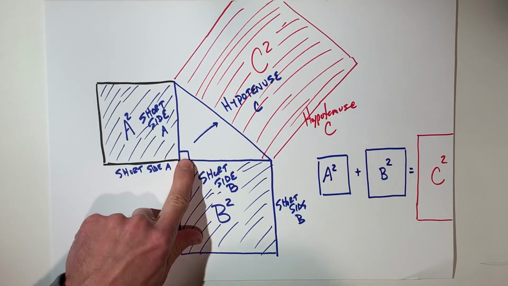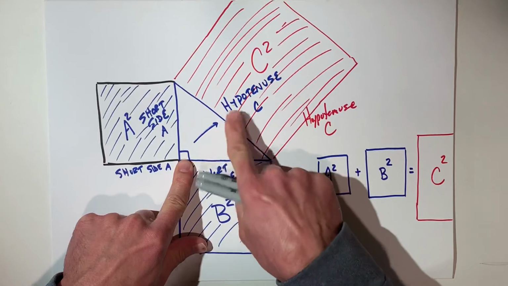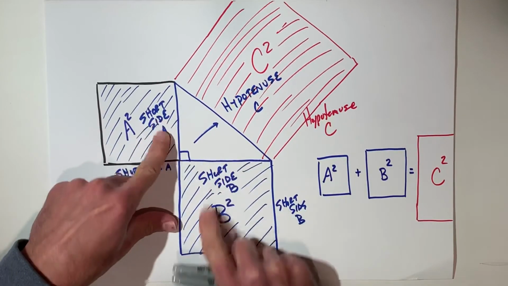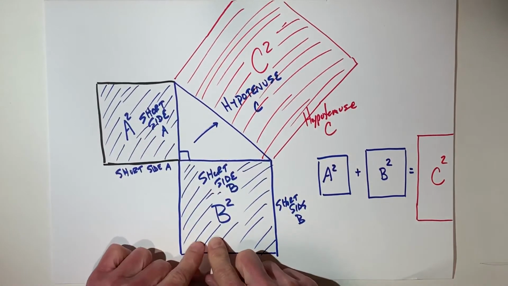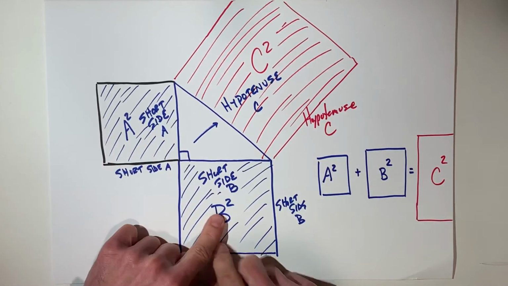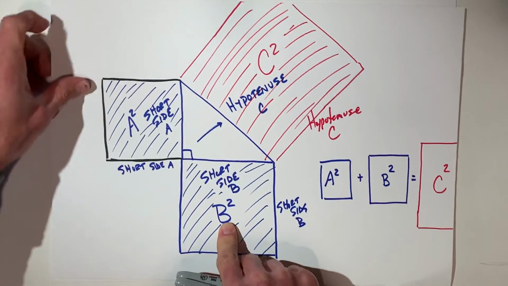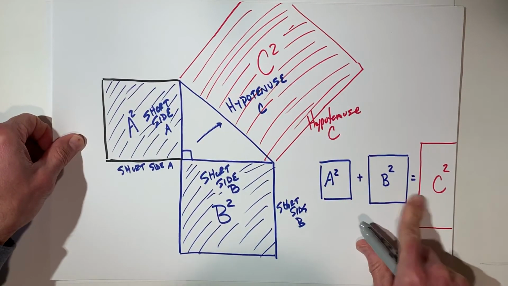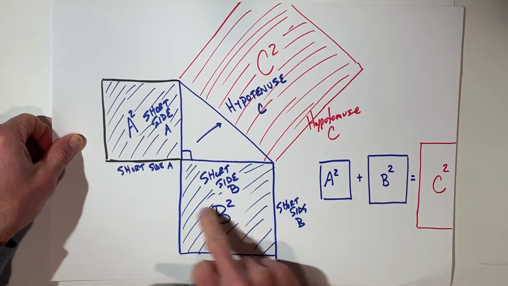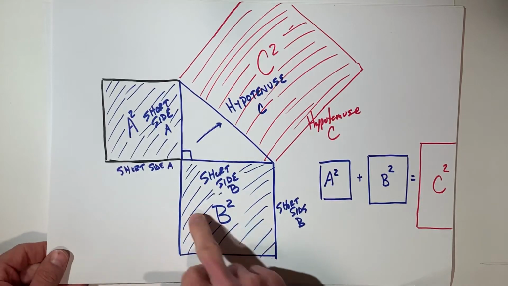If you have a right triangle with a hypotenuse that's across from the 90-degree angle and two short sides, we normally call them A and B, then if you make a square off of this one and a square off of this one, you add them together, that gives you the square off of this one. And we have this kind of formula that we use, a squared plus b squared equals c squared. That's a very classic kind of formula.